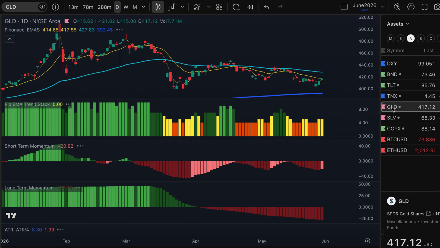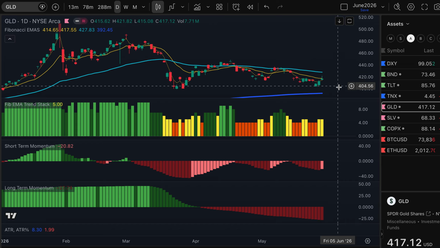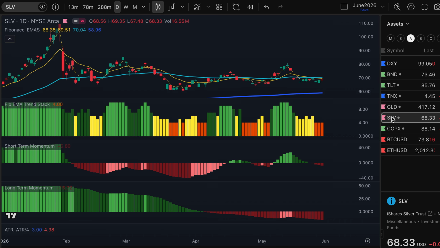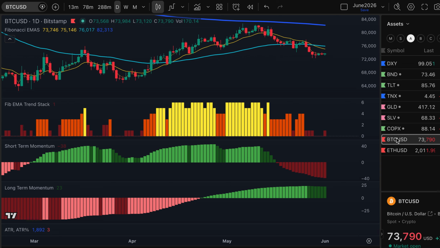Next is gold. 5 out of 10 on the trend score. Short-term momentum trying to climb. Long-term momentum still red and fading. Silver. 4 out of 10 on the trend score. Short and long-term momentum red. And Bitcoin. 1 out of 10 on the trend score. Red short-term momentum. Long-term momentum is green but fading.